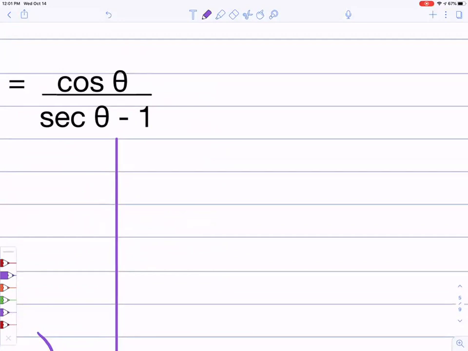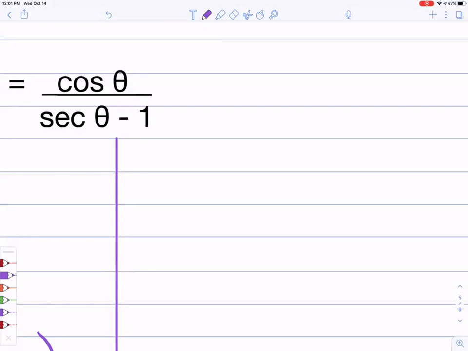So what can I do on the other side? Let me say this. You remember how I told you that sometimes we look at something and go, man, I wish I had squares there so I could use the Pythagorean identity? If I had squares, what Pythagorean identity would I end up using here? Yeah, the one that has a tangent in it.